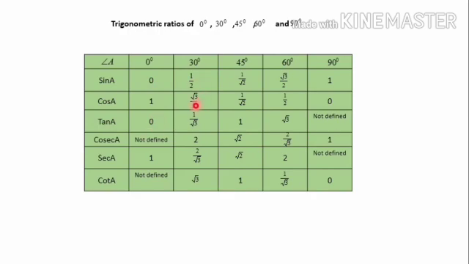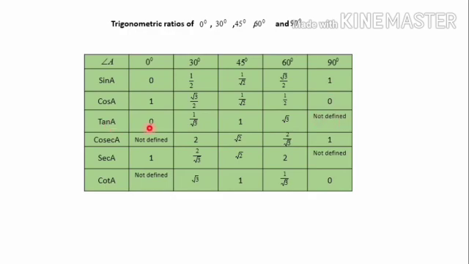1 by 2 divided by root 3 by 2, that is 1 by root 3. 1 by root 2 divided by 1 by root 2, that is 1. Root 3 by 2 divided by 1 by 2, that is root 3. 1 divided by 0, division by 0, not defined.